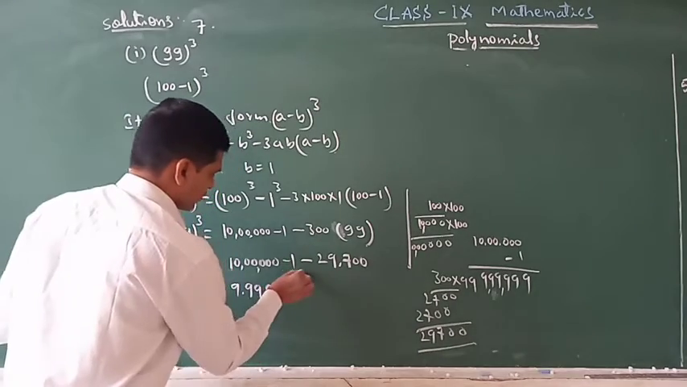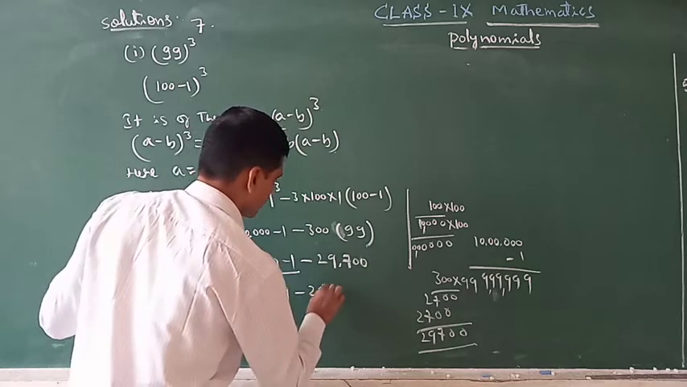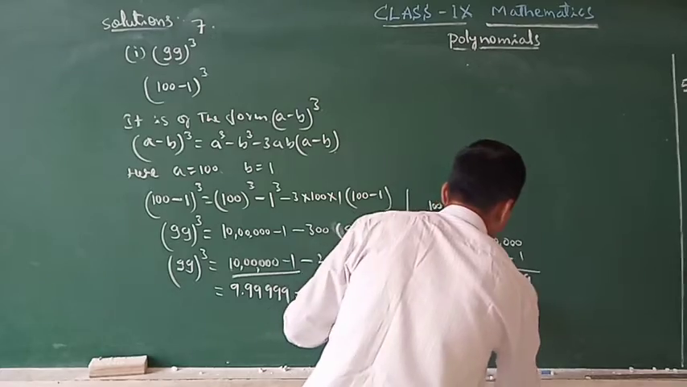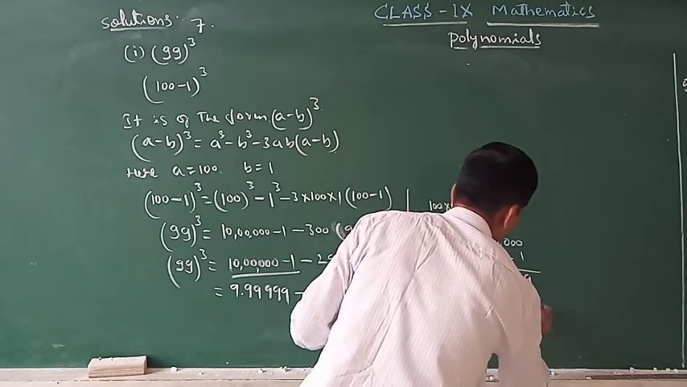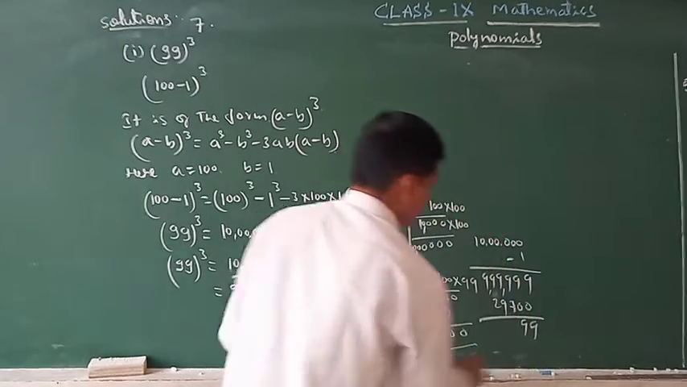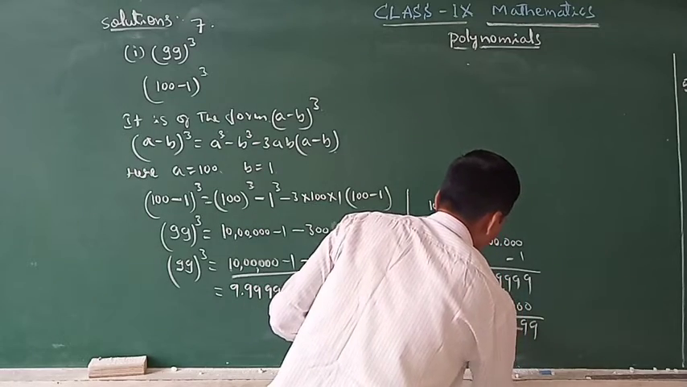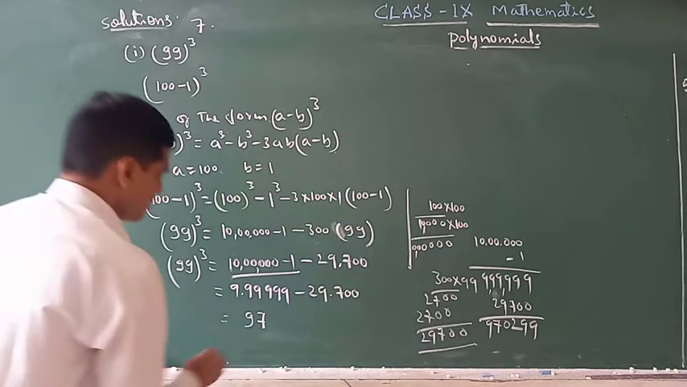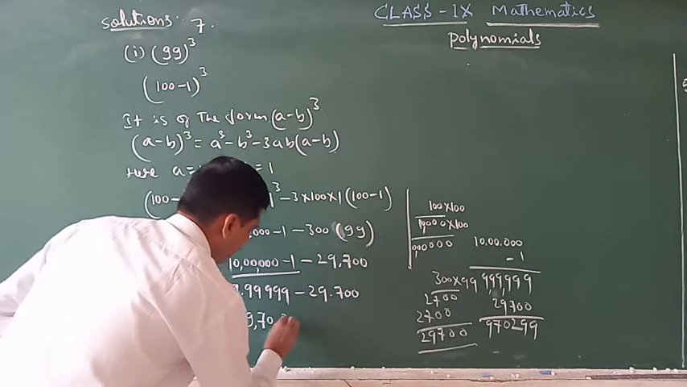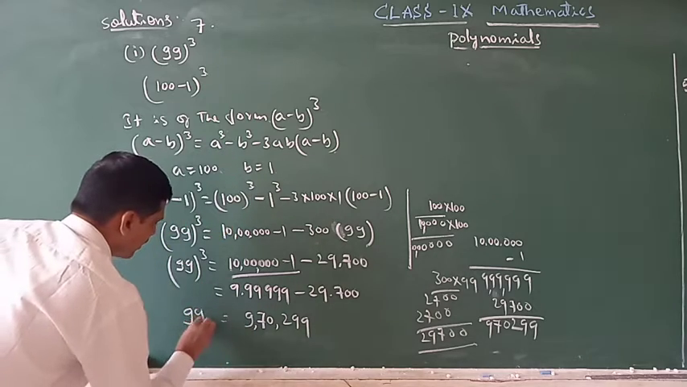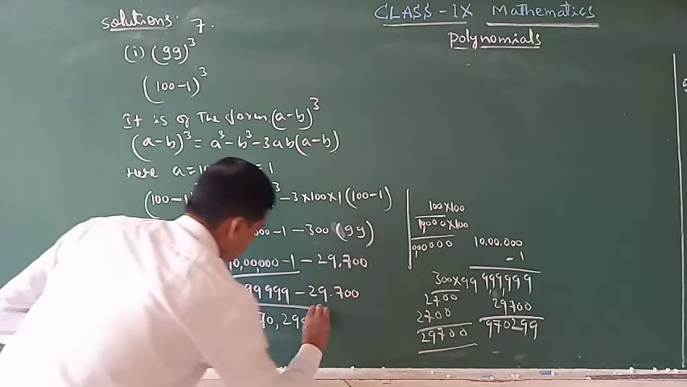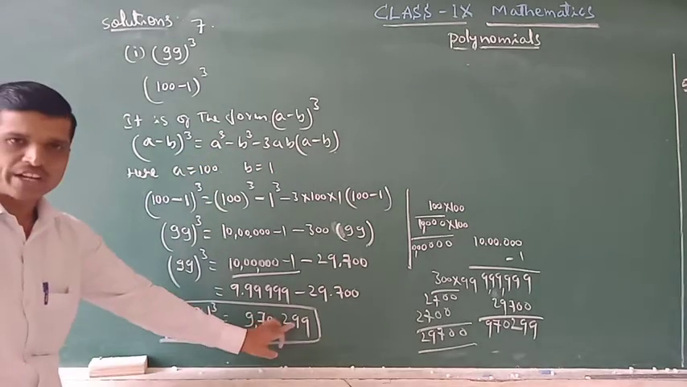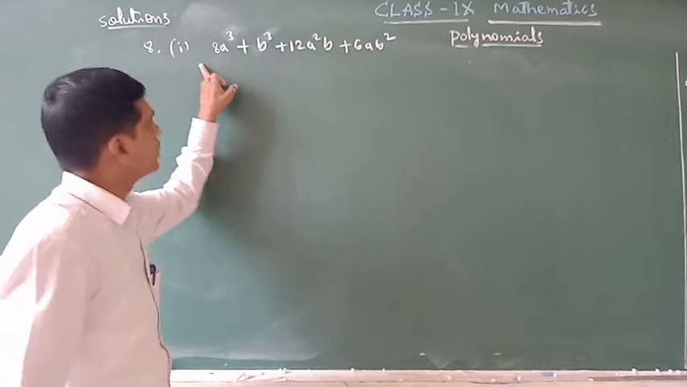So this is over. Now this is minus 29,700. On subtraction it is 9,70,299. So 99 whole cube can be expanded, and its value identified through this identity is 970,299.